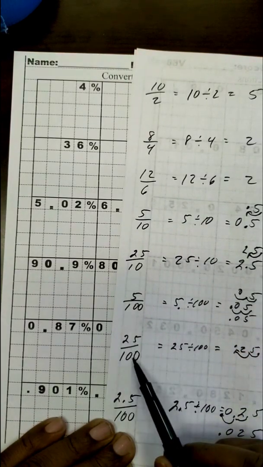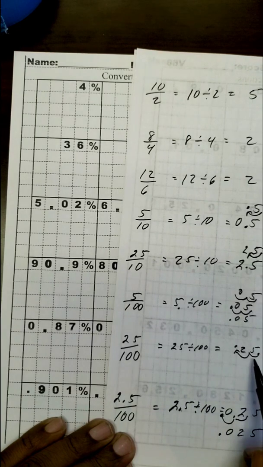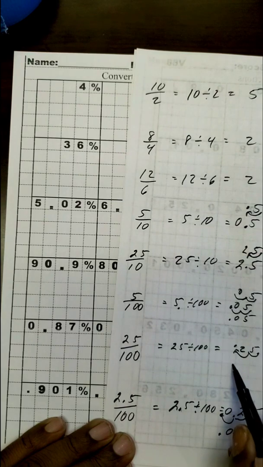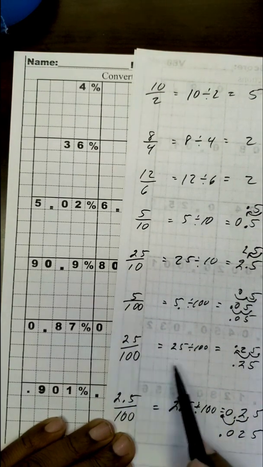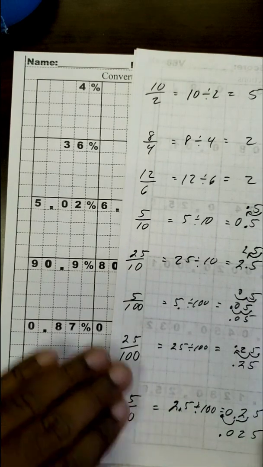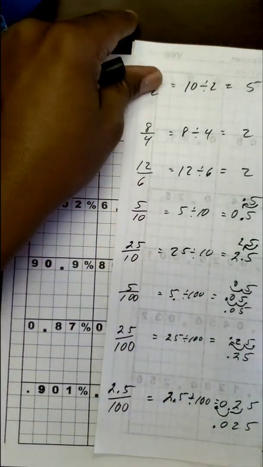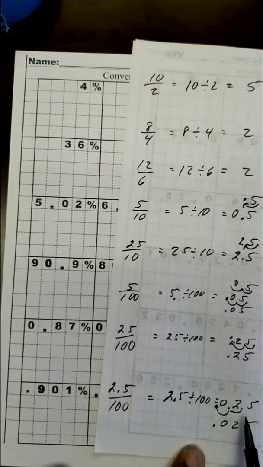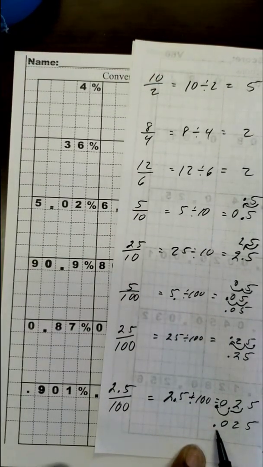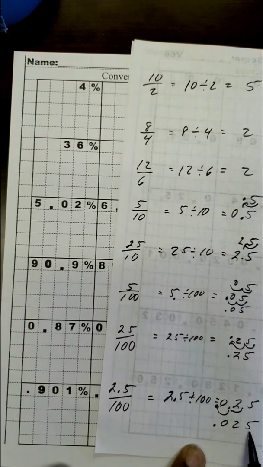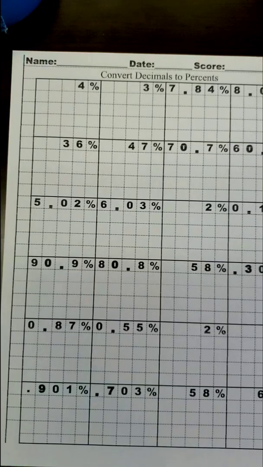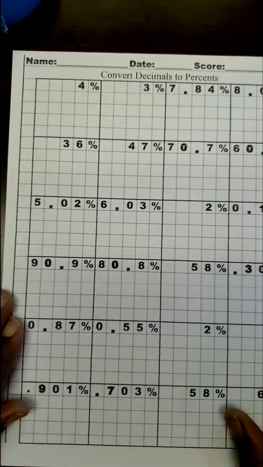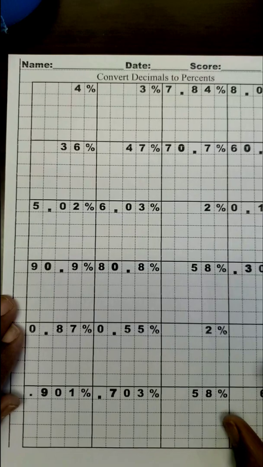Okay, so 25 over 100 is 25 divided by 100. So 25, its decimal moves twice here, and as a result, you'll end up with 0.25, a smaller number than 25, because we're dividing by 100. And 2.5, when divided by 100, will move the decimal over twice, and it becomes even smaller, 0.025 as a result. So let's use that same process to turn these percents into decimals.